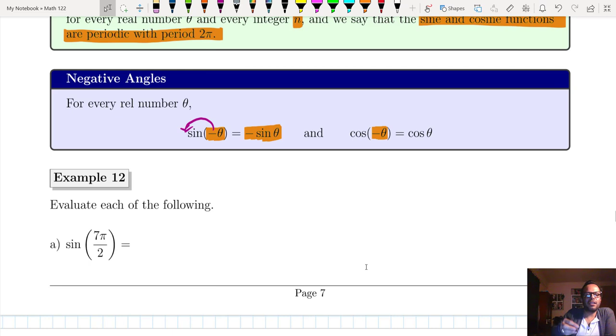Let's evaluate sine of 7 pi over 2. Notice that the unit circle doesn't include a 7 pi over 2. In fact, that 7 pi over 2 goes past 360 degrees, right? So what are we going to do?